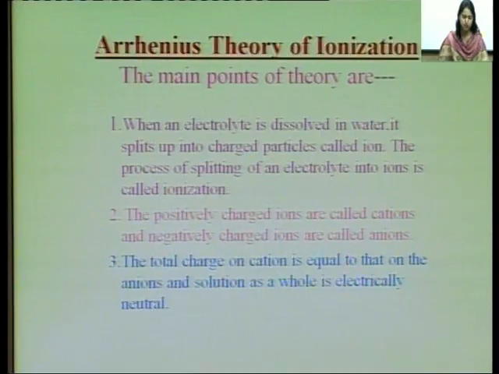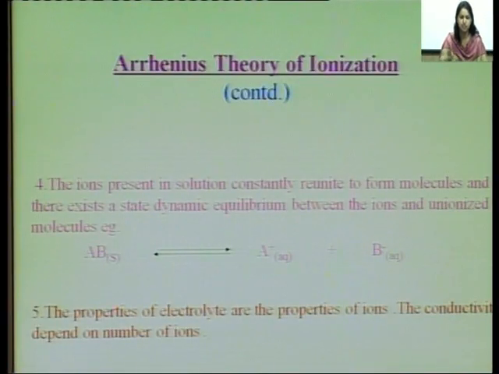So, the main points of this theory were: when the electrolyte is dissolved in water, it splits up into charged particles, and these charged particles are called ions; positively charged ions are called cations, and negatively charged ions are called anions; and the total charge on the cations is equal to that on the anions. So, the solution as a whole is electrically neutral.